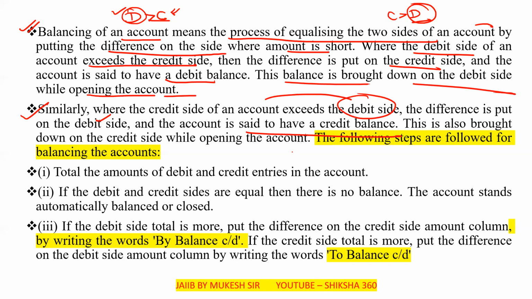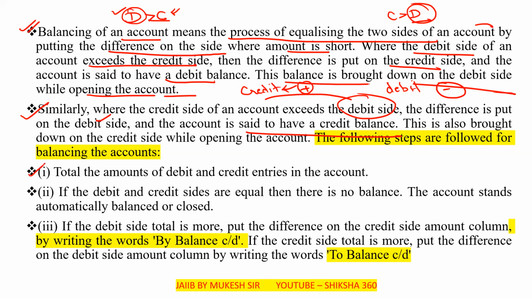So credit basically means addition, debit means deletion. Okay. So the following steps are to be followed for balancing the account.